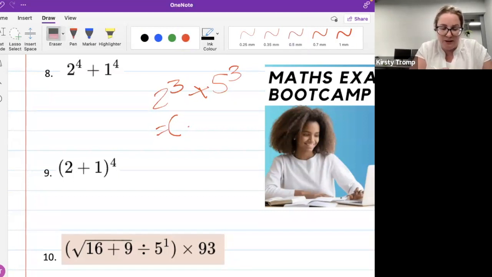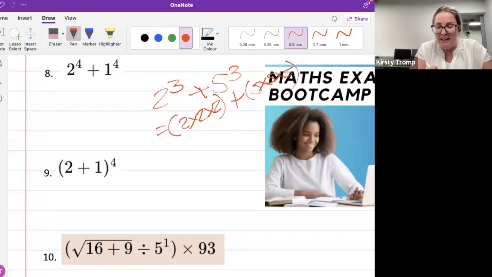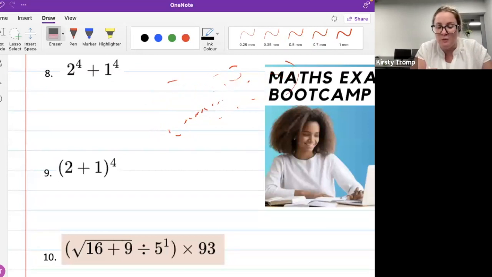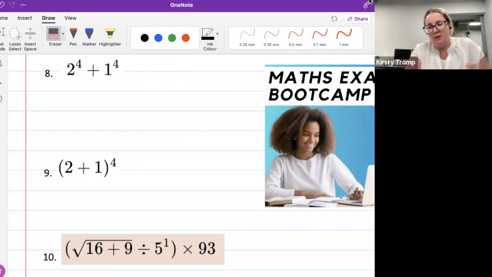Absolutely, that's perfect. So you would say 2 to the power of 3 is 2 times 2 times 2 plus 5 to the power of 3 is 5 times 5 times 5, like that. I have no problem with you doing that. I even like to do that sometimes, and you'll see for one of the sums, I'm going to do that as well. So it's absolutely perfect. No problem. You're welcome.